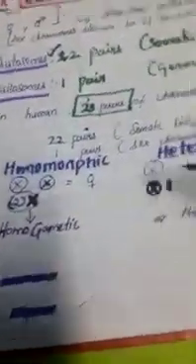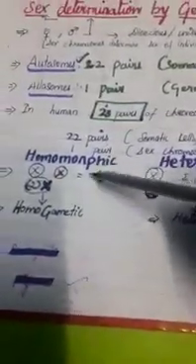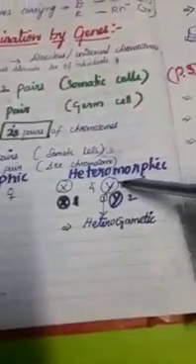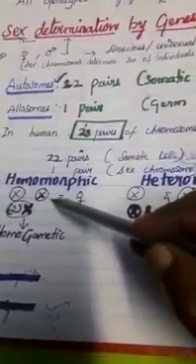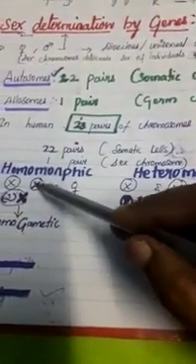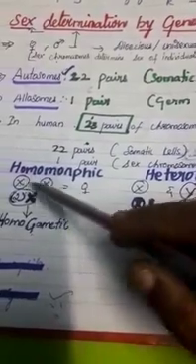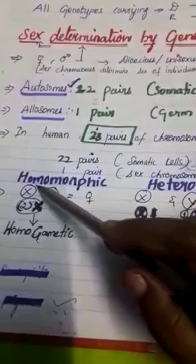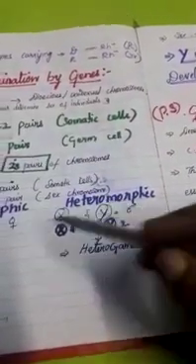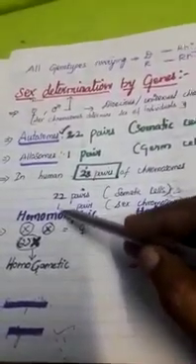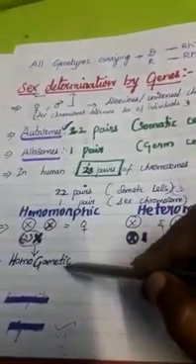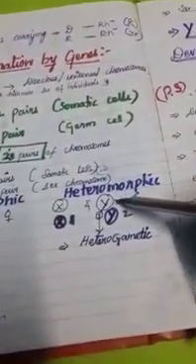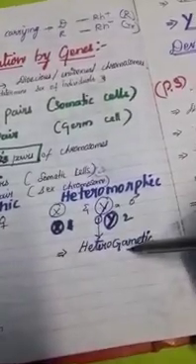So you see the sex chromosomes are similar in the female and dissimilar in the male. The similar type of gametes, that is XX chromosomes, produce only one type of gamete. We call this homomorphic. Hetero means two different types of gametes are produced. So the female is homomorphic, producing homogametes, and the male is heteromorphic, producing heterogametes.